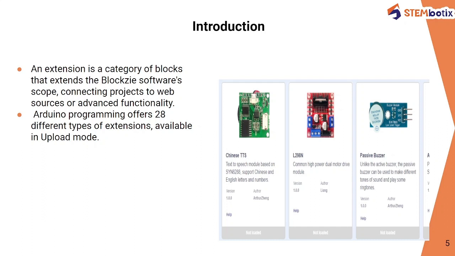Yes, we can add this extension in our upload mode. When an extension is enabled, its blocks appear in a category with the same name as the extension. Like if we add a passive buzzer extension, the blocks of this extension are named passive buzzer. For Arduino programming, 28 different types of extensions are available in our Blockzie software. We can add 28 different types of extensions for Arduino Uno.